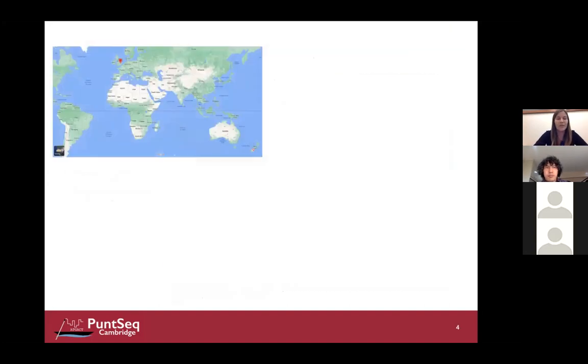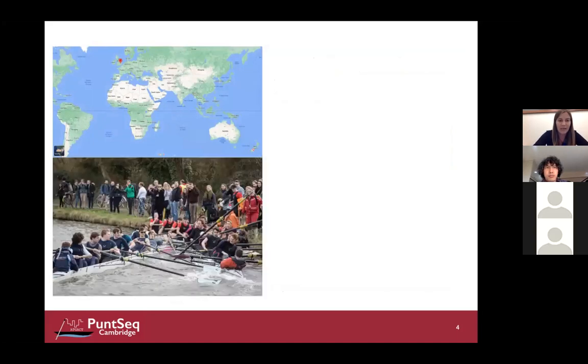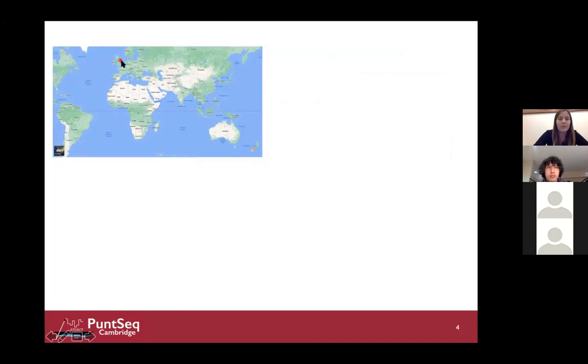Yeah, so I'm just showing this map here. I know that a lot of people from the Southern Hemisphere are joining. You can see, now my arrow doesn't want to work. So you see Cambridge is here in the UK, very close to London.